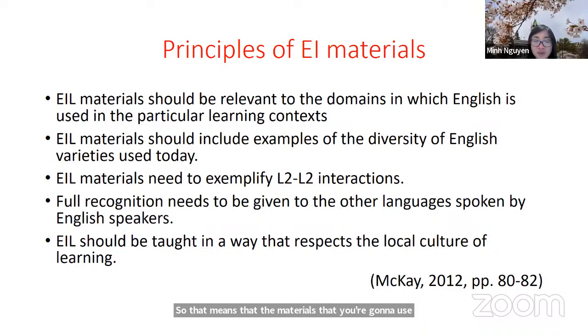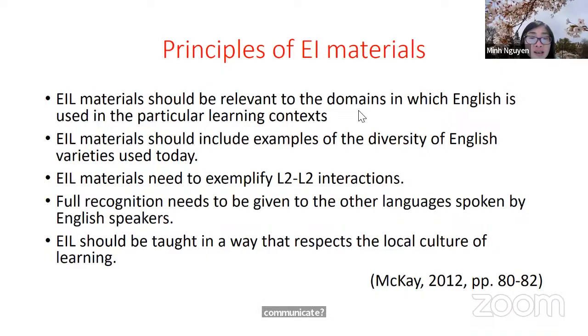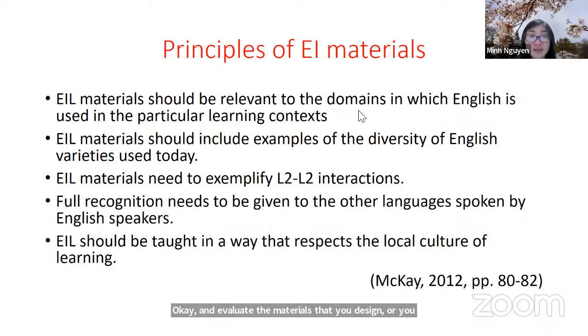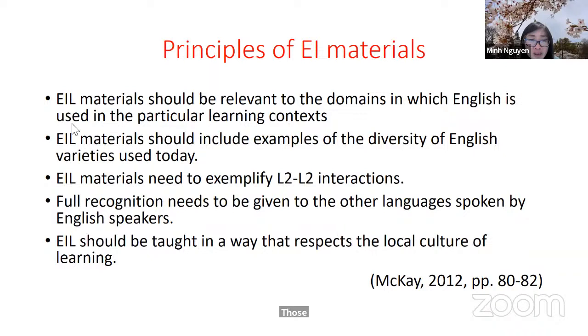So think about, for example, the Indonesian context. Who do your learners need to use English with in order to communicate? Think about those communicative needs, and evaluate the materials that you design or adopt from other sources, whether they meet those communicative needs. Second principle: EIL material should include examples of the diversity of English varieties used today.